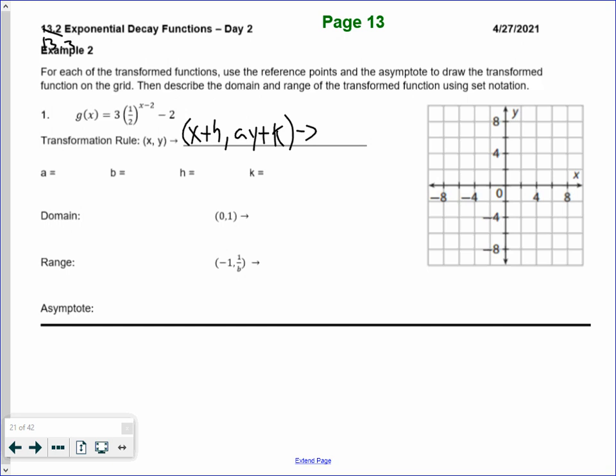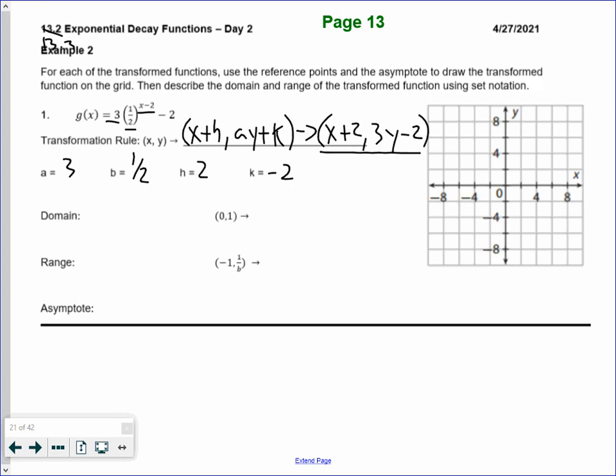And to figure out what our transformation rule for this problem is going to be, let's list out our parameters first. Our a is going to be 3. Our b is what's inside of the parentheses. It's 1/2. Our h is going to be 2. It's what's with the exponent, so it's x minus h. So in this case, it's positive 2, and our k is negative 2. So our transformation rule for this problem is x plus 2, and our a value of 3, y plus k, or minus 2.